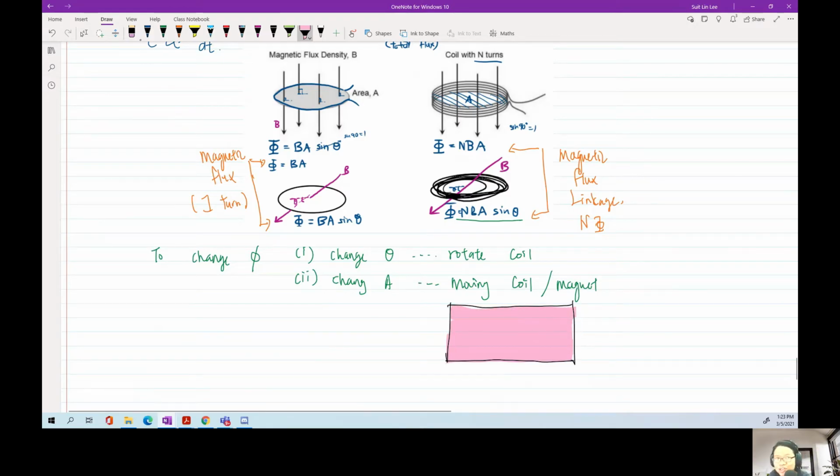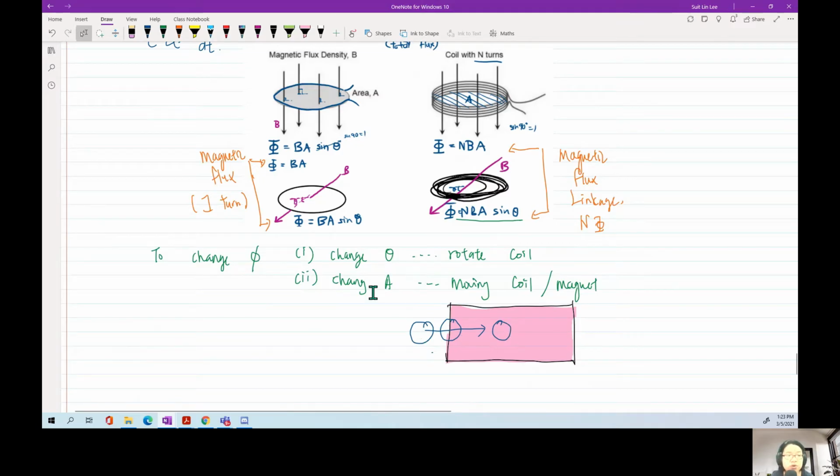It will affect the direction of the current. Maybe your coil goes inside. There is no magnetic flux at first. And then when you reach here, you get half the magnetic flux. When you reach here, you have full magnetic flux. So you can see the area where there's magnetic flux is actually changing from none to full.